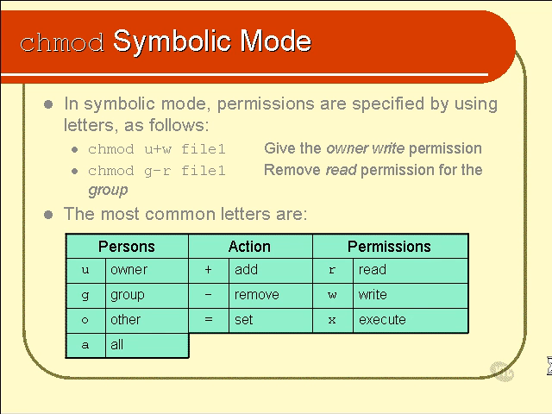The first of the three things you need to specify is who is getting the permissions. Is it the owner, the group, or everybody else, or all three? You specify those by using the letters u, g, o, or a, as you can see in the table there. Then you specify an action: add the permission, remove the permission, or set that permission. What set that permission means is if you say u equals w, that means that for the user only, we're going to set the w permission, but that's going to be all we set.